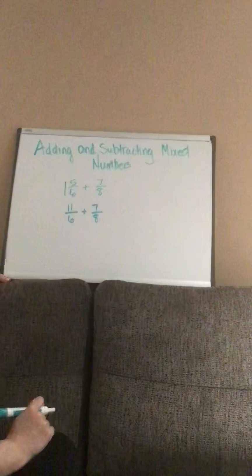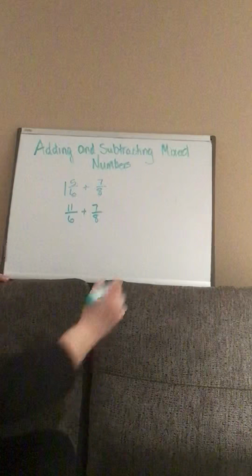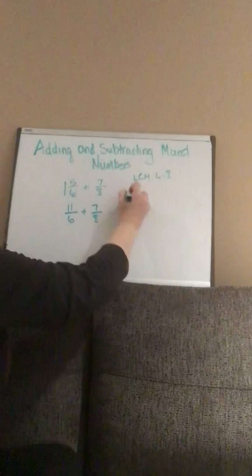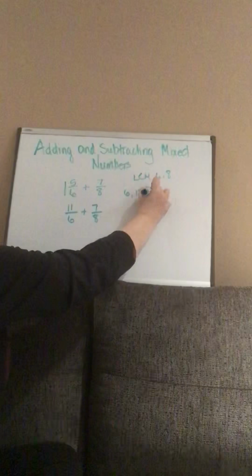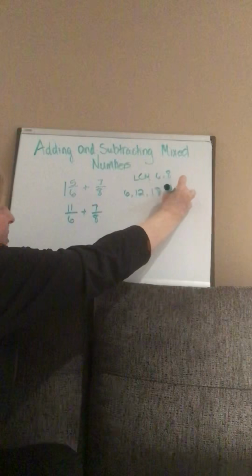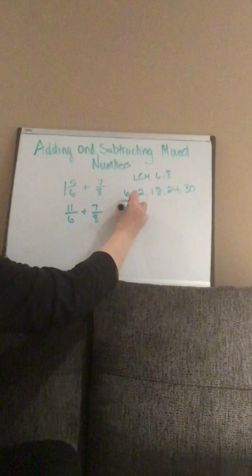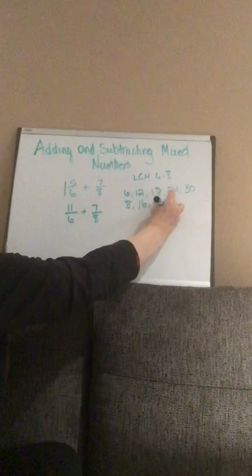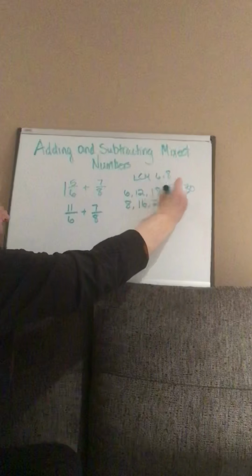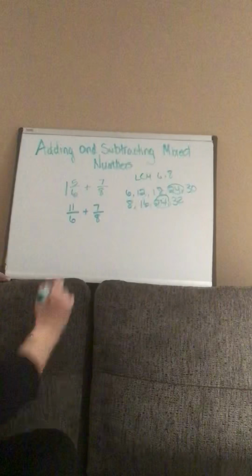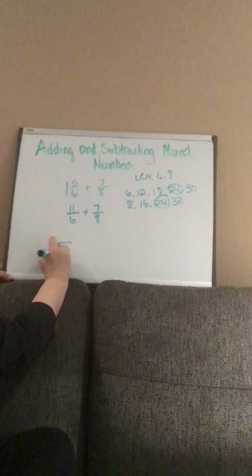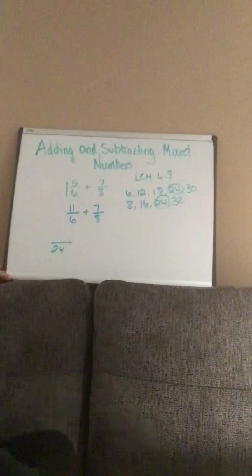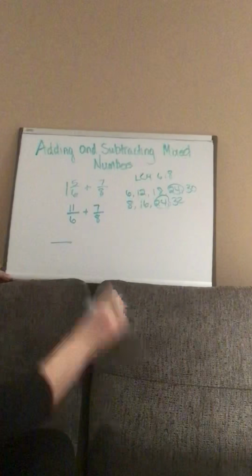Now I notice that I don't have common denominators, so I have to find my lowest common multiple of 6 and 8, which is 6, 12, 18, 24, 30, and 8, 16, 24, 32. I have a lowest common multiple of 24. So let's see if I can not make that same mistake again.